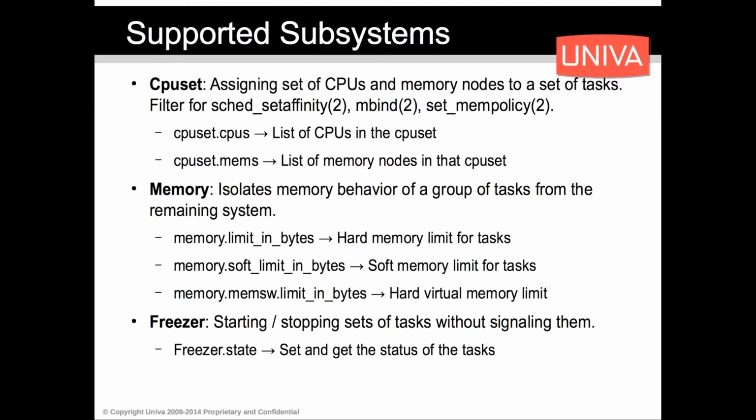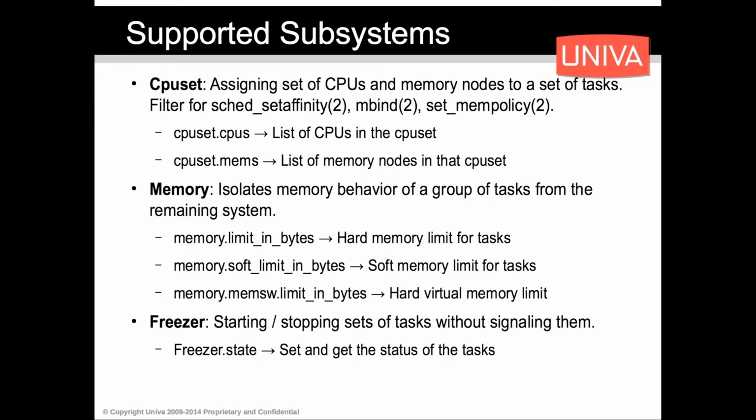The memory.limit_in_bytes sets a hard memory limit for combined memory usage of the whole job. If you want to set a soft memory limit for the job or inspect the soft limit for a job, then you can do a cat on the file memory.soft_limit_in_bytes. Memory.memsw.limit_in_bytes is there for specifying the virtual memory limit. There is just a hard virtual memory limit configurable.